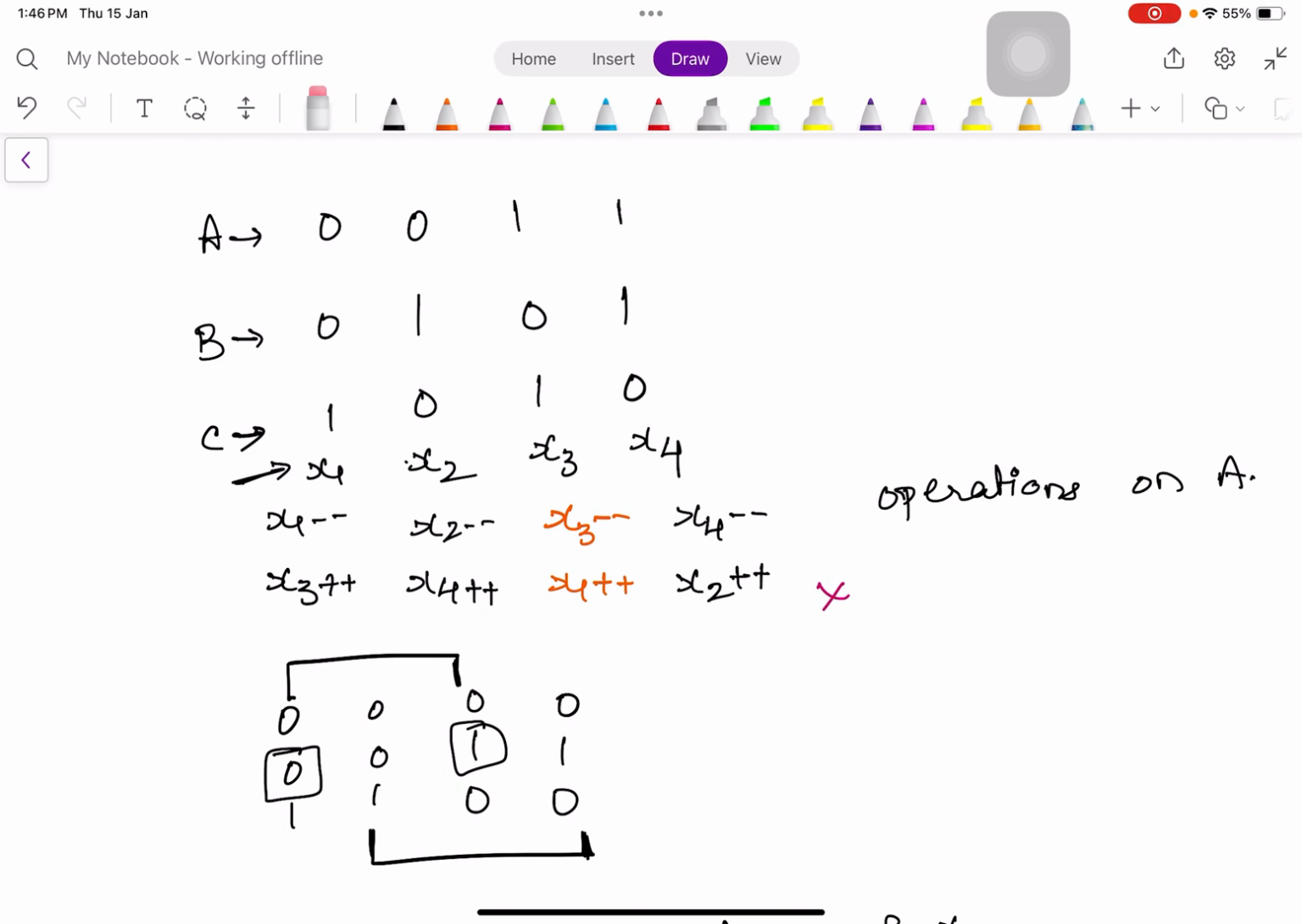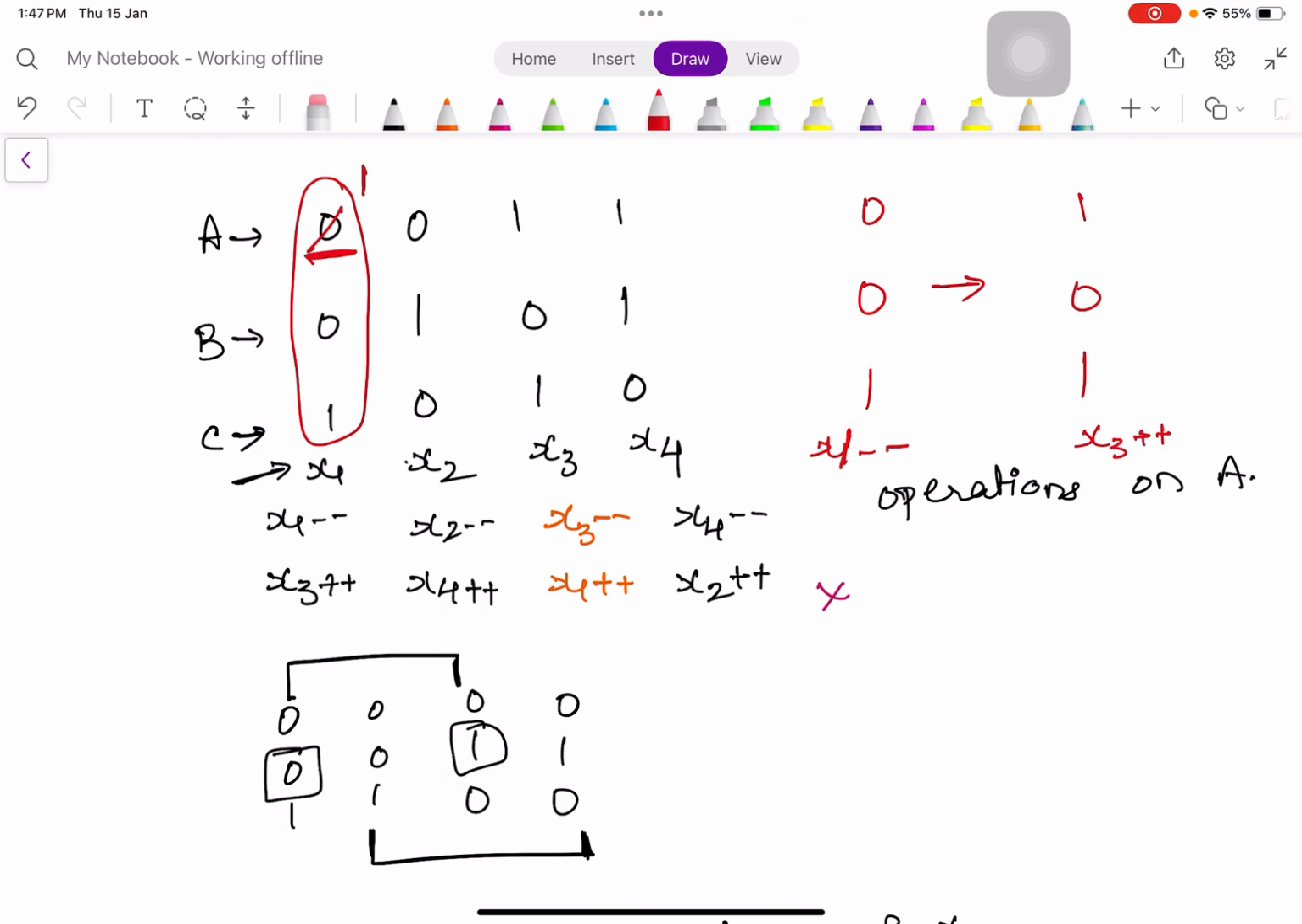If I want to perform my first operation on the A string, what does the first operation say? It says flip 0 to 1 and 1 to 0. So if I perform the flip operation on A, then this character will become 1. So 0 0 1 becomes 1 0 1. The number of x1s gets reduced and the number of x3s gets increased. That's why I have written here x1 minus minus, x3 plus plus.